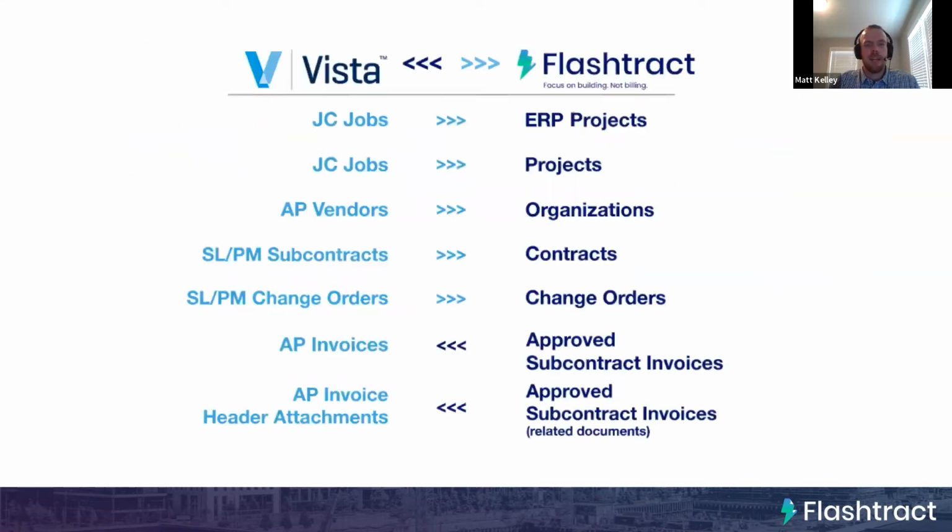So here's a data mapping diagram, showing how things come from Vista into Flashtract. The jobs that are in Vista come over to Flashtract as projects. The vendors will also come into Flashtract as vendors, but we also call those organizations. The subcontracts that you set up in Vista will come over into Flashtract as contracts. Change orders will come over as change orders. And then once those invoices are approved in Flashtract, we can push those back to the AP invoices module, and we'll also include all of the related attachments, so any pay apps or lien waivers or anything like that that went along with the submission of that pay app.